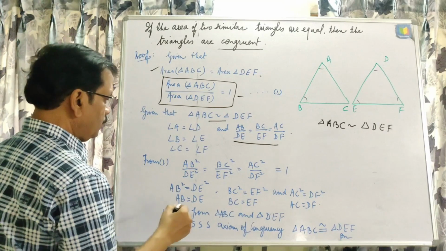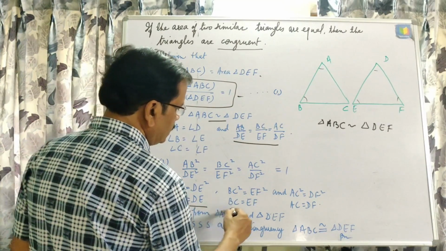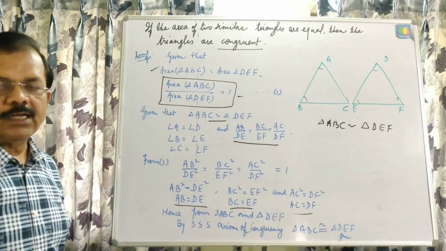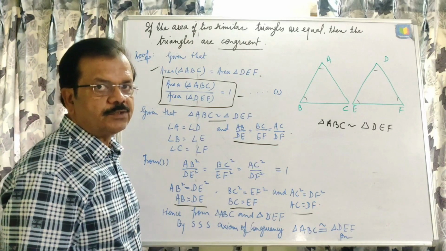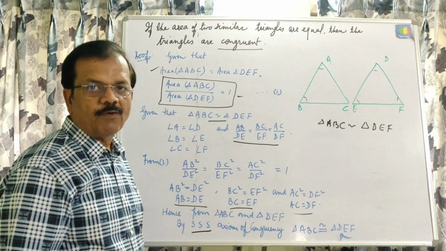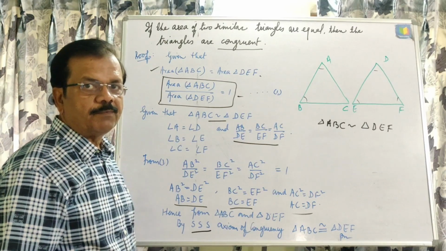Okay. And so here, substituting this value, we are getting AB is equal to DE, BC is equal to EF, and AC is equal to DF. Means all corresponding sides of these two triangles are equal. So by SSS axiom of congruency, these two triangles are congruent. This is what we have to prove.